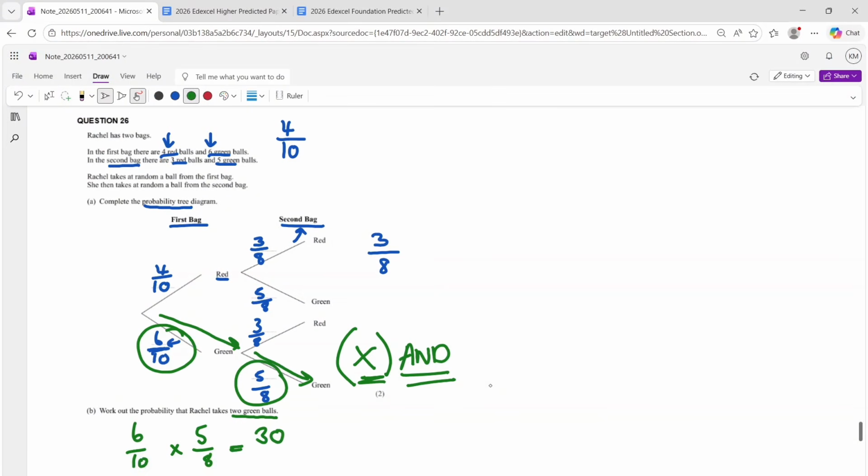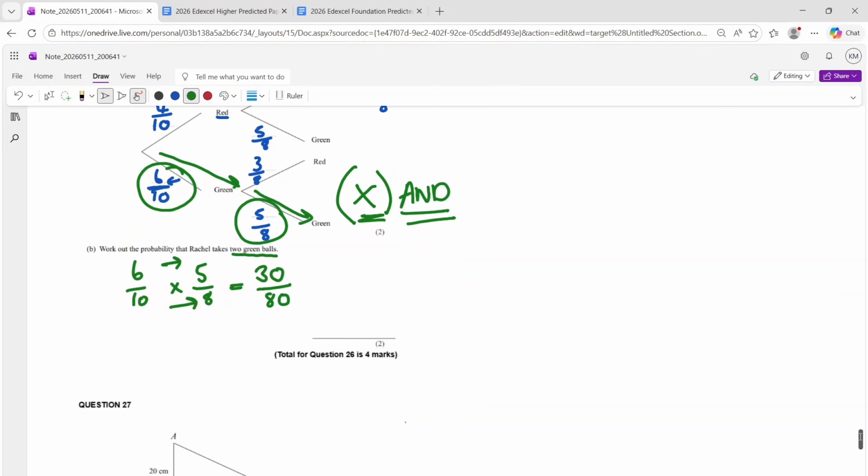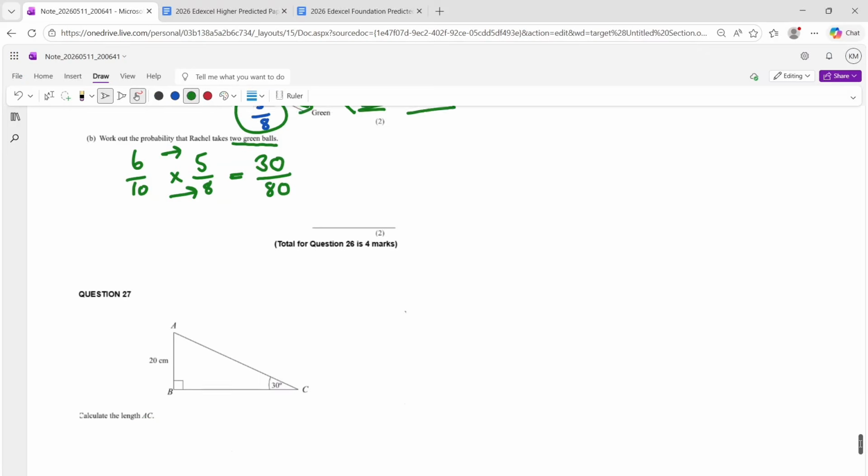I'm going along my tree and I multiply those together. So that's going to give me 30. 6 times 5 is 30. And 10 times 8 is 80. I do not need to simplify. You still get full marks for 30 out of 80. You can write 3 out of 8, but if you simplify incorrectly, you lose marks. You don't simplify unless the question specifically asks you to. So that's it for 2 marks there, 30 out of 80.